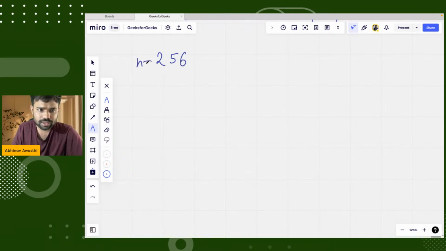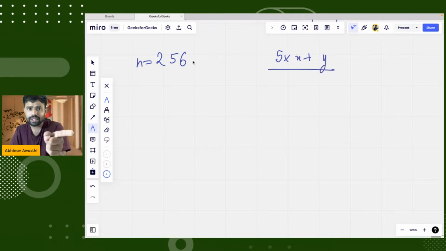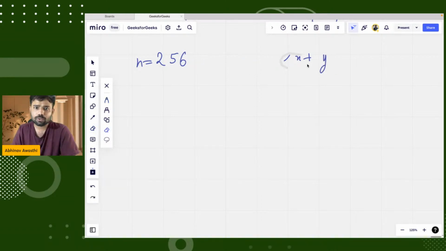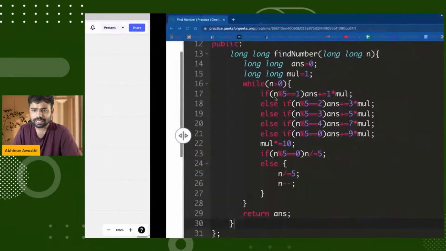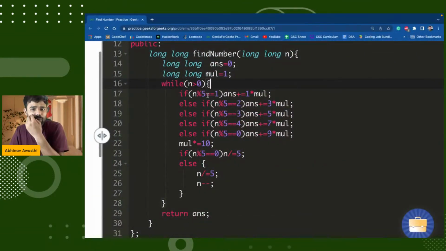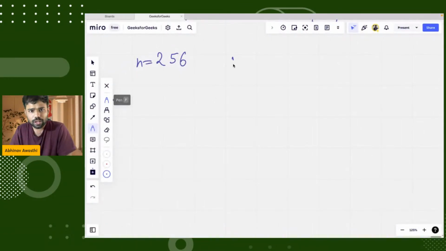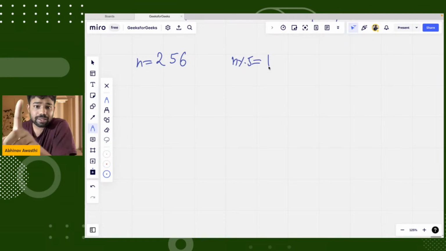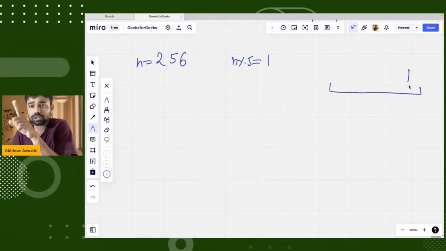So n is 256. First of all, as I told you, I have to write this in the form of 5 multiplied by something plus something. So while n is greater than 0, first find n modulus 5. The value of n modulus 5 will simply be 1. That means the last digit is 1, because the first odd number is also 1.